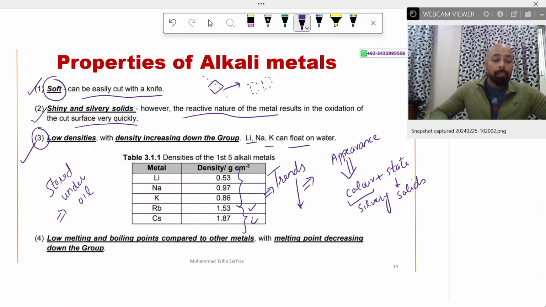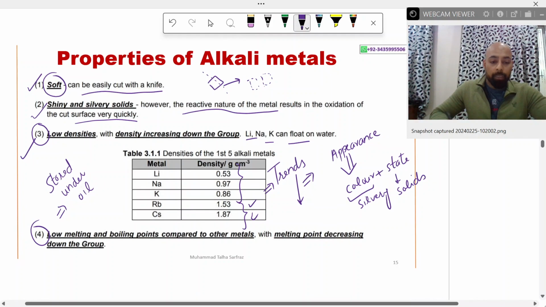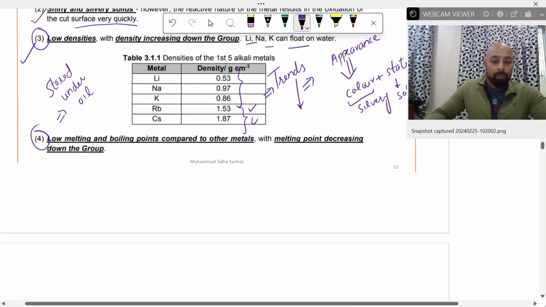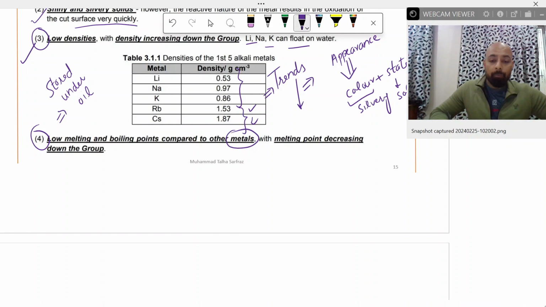Then the fourth property, which is quite different from the transition metals, is that they have low melting and boiling points. Their melting and boiling points are pretty much lower as compared to the other metals. Okay, and the melting point really decreases down the group. So because it decreases down the group.